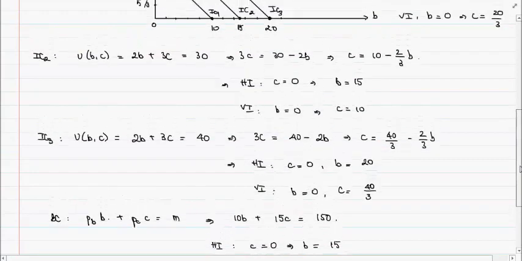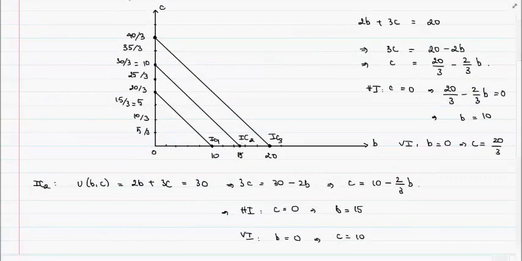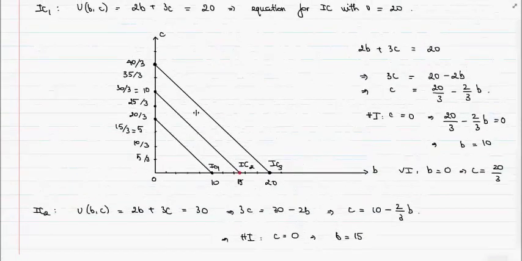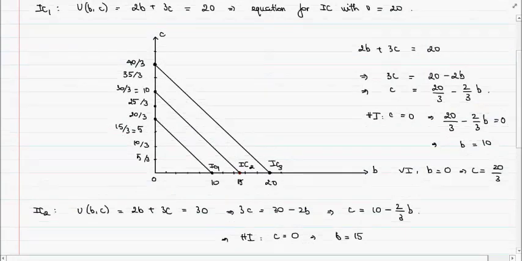Again, I just have to plot these 2 points together on a diagram. So C equal to 0, B equal to 15, which is here. Okay, so I will use a red color to indicate that. Okay, which is here. And the second point is where B equal to 0, C equal to 10. 10 is here. B equal to 0, C equal to 10, which is here.